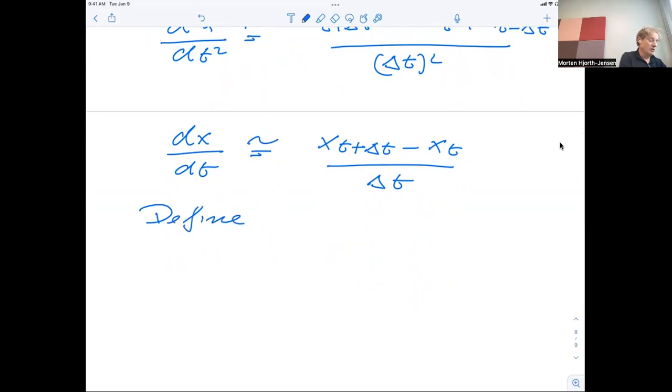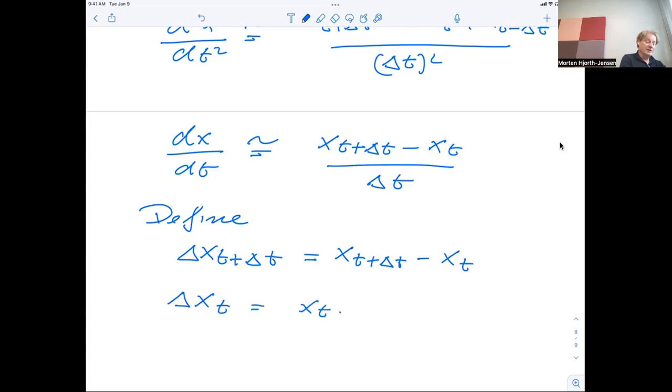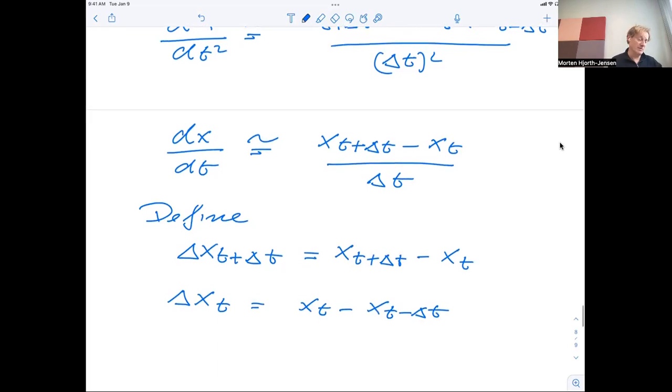So we are going to rewrite the equation. I'm going to define a quantity which I call delta x of t plus delta t, which is simply the difference between x at the time t plus delta t, and later you will see that we are going to replace this with the iterations, and now x of t. And then we have a delta x of t, which obviously has to be x of t minus x of t minus delta t. And this is going to give rise to this memory term, which we mentioned, where we now have an input from the iteration before the one we started to look at.